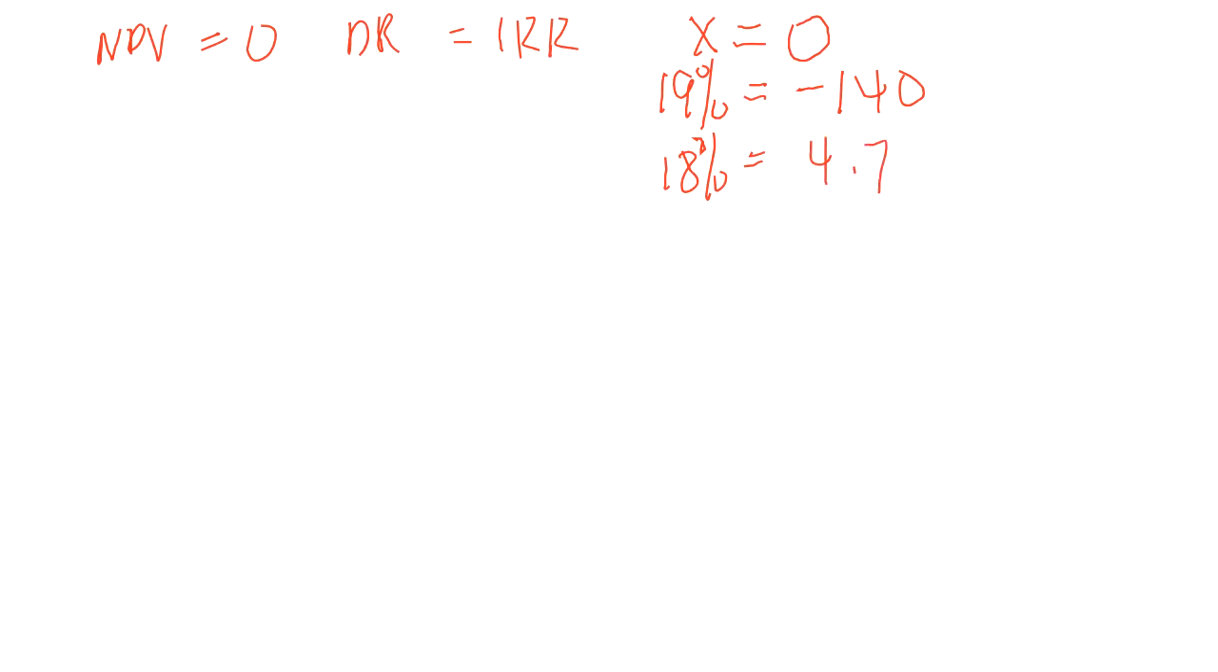So, ibig sabihin, yung IRR ko nasa pagitan nitong 18 tsaka 19%. Which is true naman. Kasi, di ba, pag ginamit ko yung Excel, as you can see kanina, ang tamang sagot dito is 18.03%. So, yung 18.03%, nasa pagitan ng 18 tsaka 19. Tama? Ngayon ang question, paano kung masosolve yung 18.03%? So, maganda tong computation natin kasi may basis tayo. Nalaman natin kung mali ba yung ginagawa natin o tama.